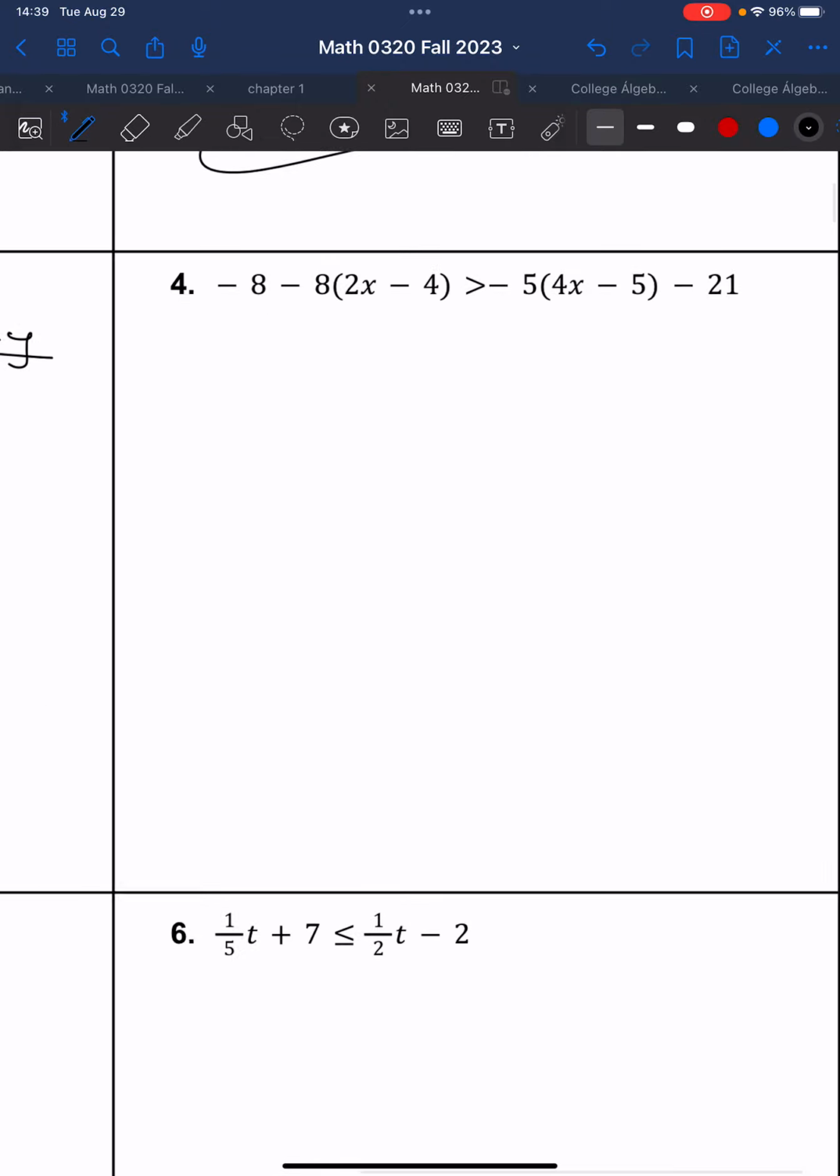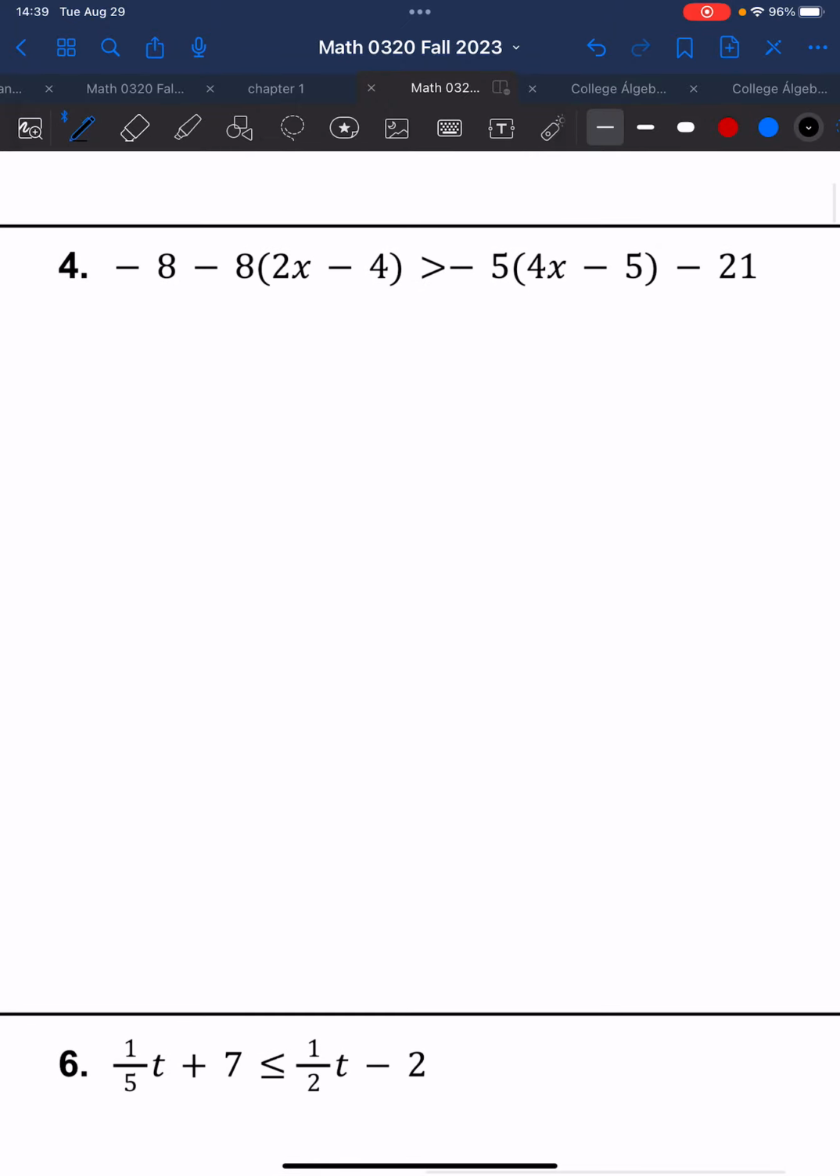Now let's look at number 4. So number 4 is very similar. First, I'm going to distribute these numbers outside of the parentheses. So bringing everything else down, I have negative 8 times 2x, which is negative 16x, and negative 8 times negative 4, which is a positive 32. And then negative 5 times 4x, negative 20x. Negative 5 times negative 5, positive 25. Bring down that negative 21.